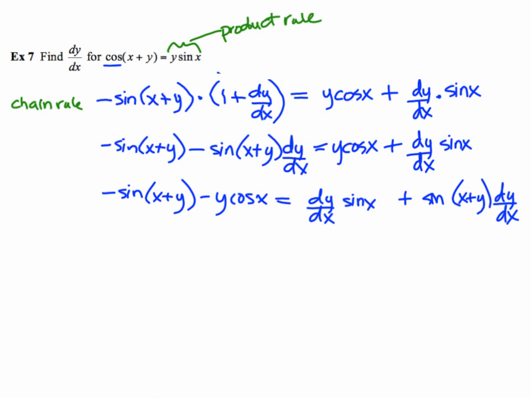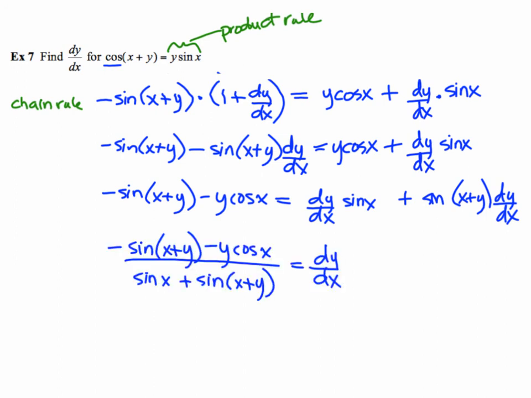I have to factor out the dy dx on the right hand side. So I'll be left with sine x plus sine of (x plus y). And the opposite of multiply is divide. So take a look at what I've done. On the right hand side for dy dx, I factored out the dy dx, and then I divided in order to isolate dy dx all by itself. And nothing cancels on the left hand side, so this is my final answer.